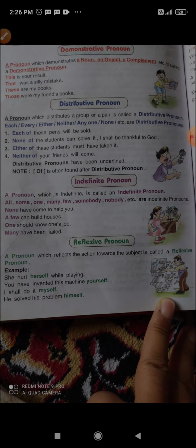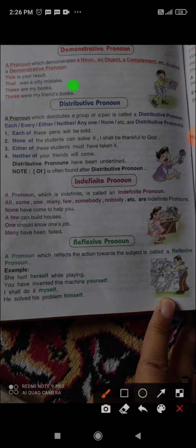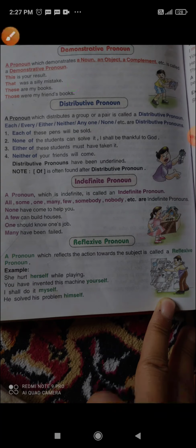See, the third example is: these are my books. These are my books means my books are demonstrated through these. Those were my friend's books. Those is a demonstrative pronoun which describes the friend's books. So a word that demonstrates, that tells us about a noun, that word is called a demonstrative pronoun.